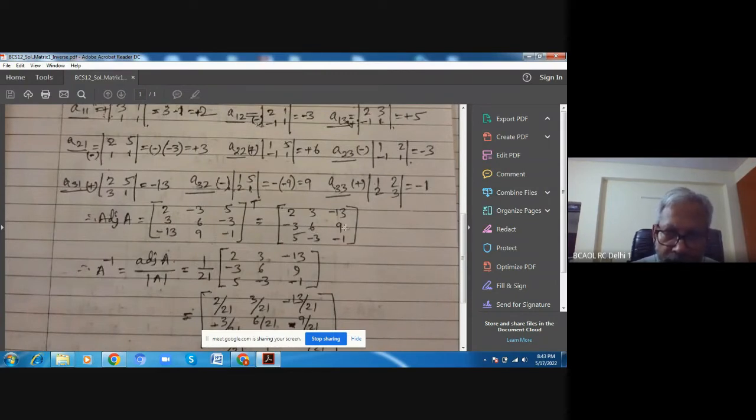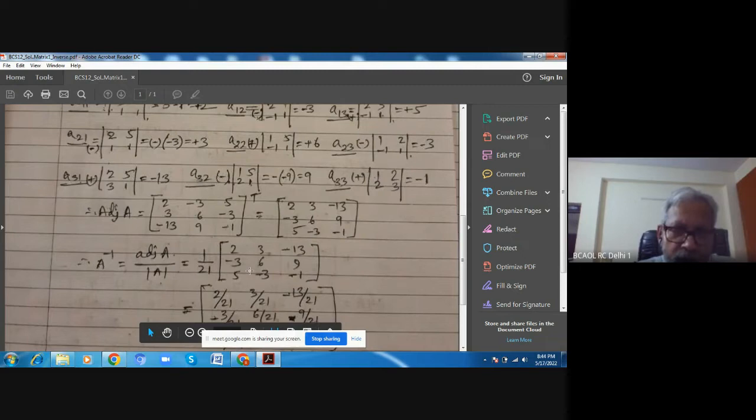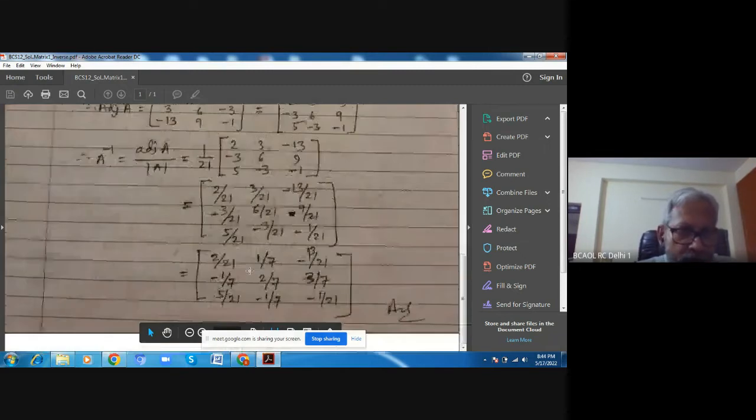Once it is converted, you need not write a T. So T is done, don't write the T. It is already the transpose. That is basically your adjoint A. So adjoint A is equal to these things. So the first part, the bottom part, you have already derived 1 by 21, and adjoint A is also already derived. So you can put both the values here, and whatever the values are coming, that is your inverse matrix.